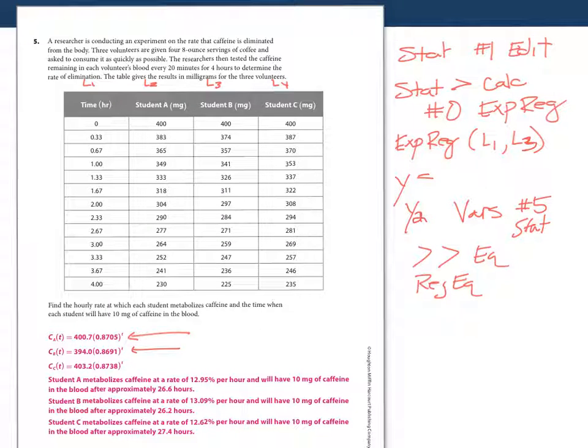Then you're going to do the same thing, except now you're going to generate the equation for student C. Go through the same process, use L4 here, and put it into Y3.